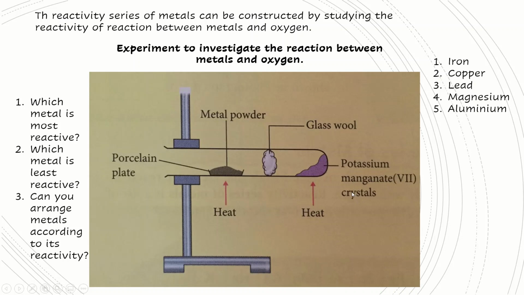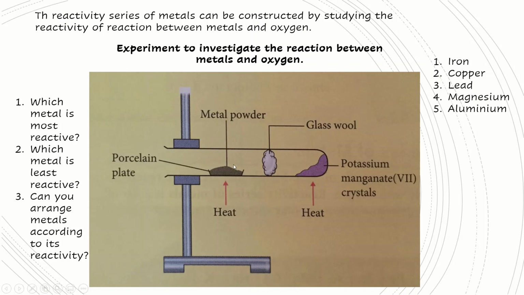Potassium manganate crystal ni, when we heat this potassium manganate crystal, it will release oxygen. Okey, maksudnya kita bekalkan oksigen tu kepada metal. Kita tak ambil oksigen. Kalau kita guna oksigen in the air, tidak mencukupi untuk eksperimen ini dijalankan. So the function of potassium manganate crystal is to provide oxygen so that the metals can react with the oxygen when it is heated. So let's say kita ada iron, kita letaklah kat sini, so kita panaskan, potassium manganate ni pun perlu dipanaskan untuk menghasilkan oxygen.